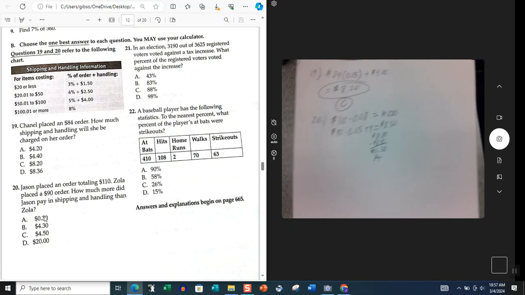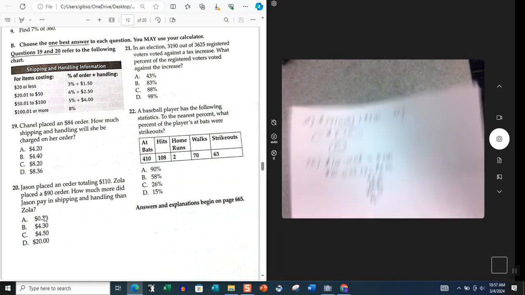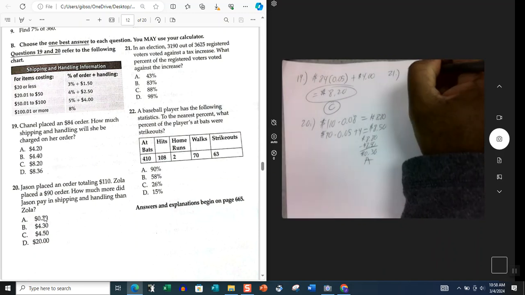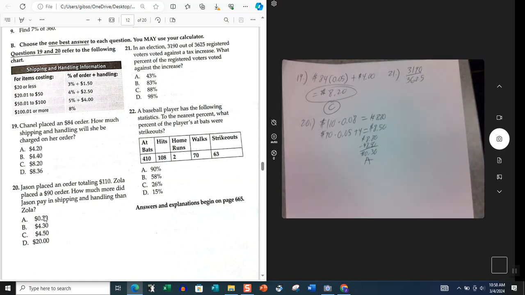Now we go to problem 21. It says in an election, 3,190 out of 3,625 registered voters voted against the tax increase. What percent of the registered voters voted against the increase? They tell us here 3,190 out of 3,625 voted against a tax increase. So we'll just put that in our calculator.